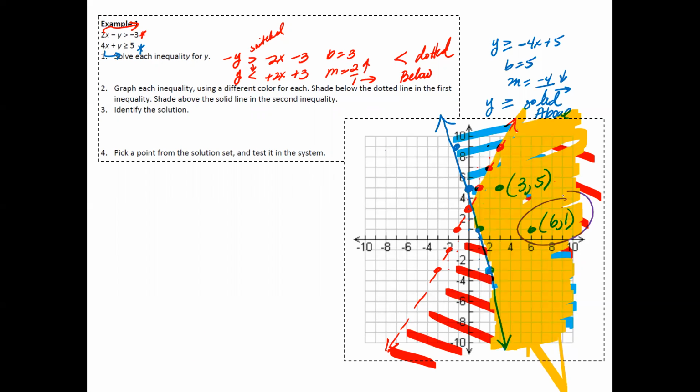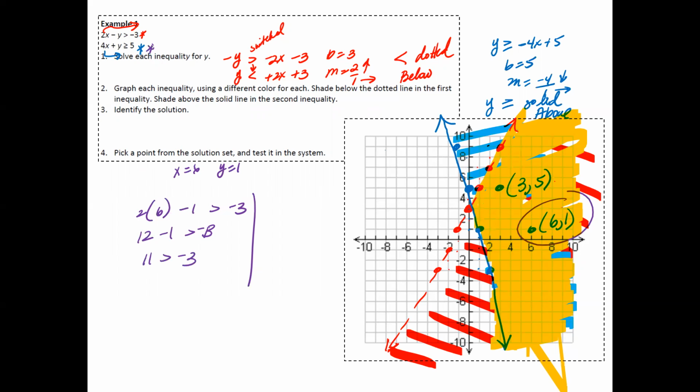So I picked 6, 1, and so we can actually plug this in. So x equals 6, y equals 1. So 2 times 6 minus 1 should be greater than -3. 12 minus 1, is it greater than -3? Yeah, because 11 is bigger than -3.